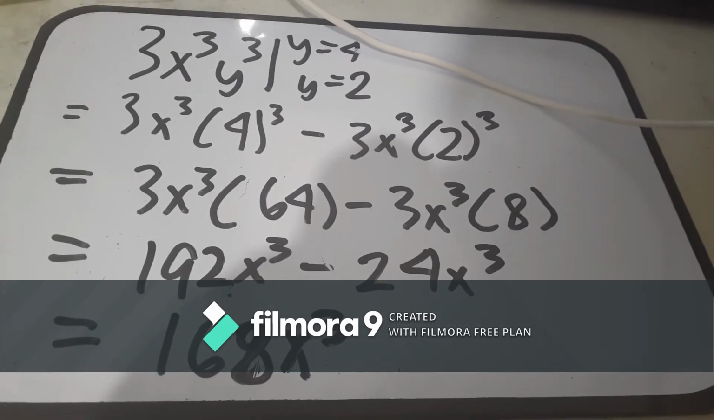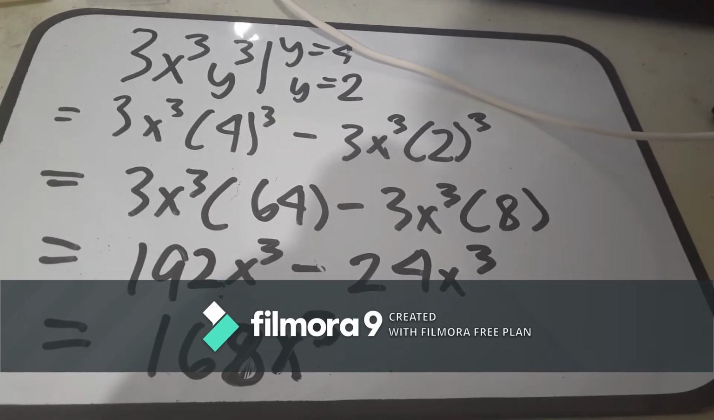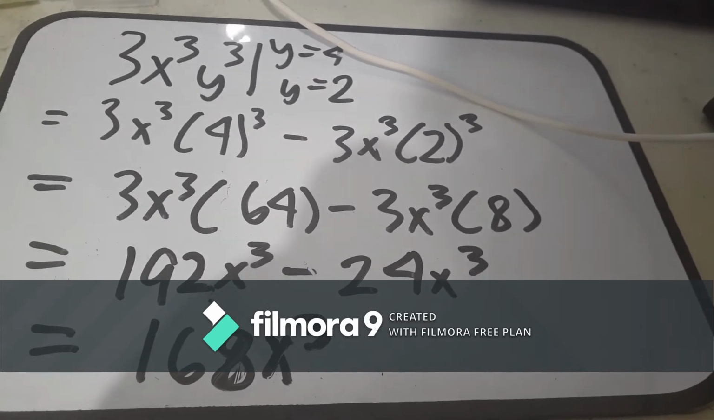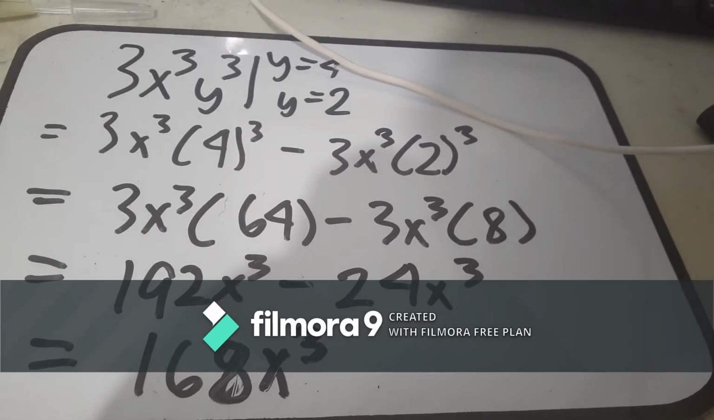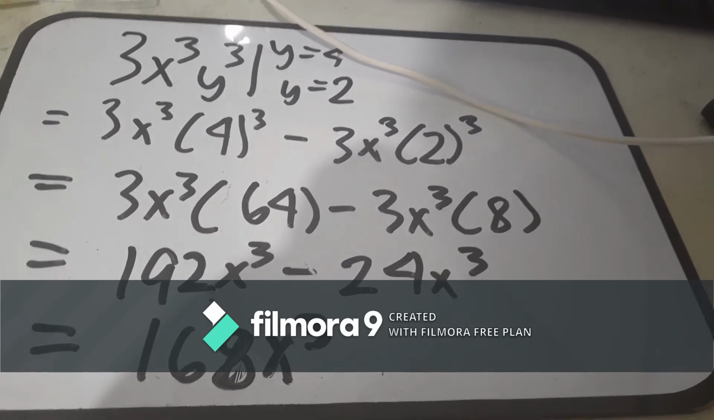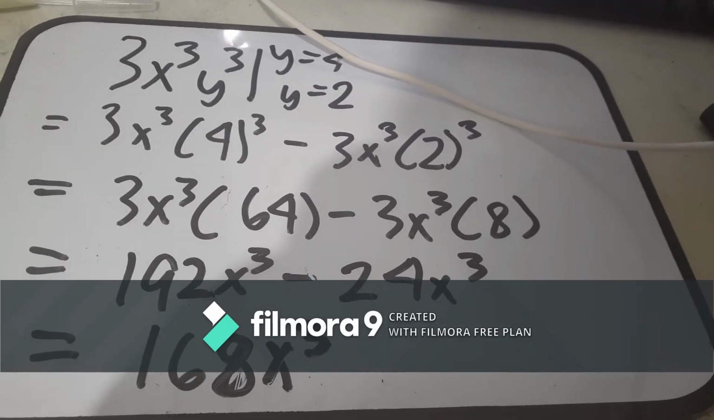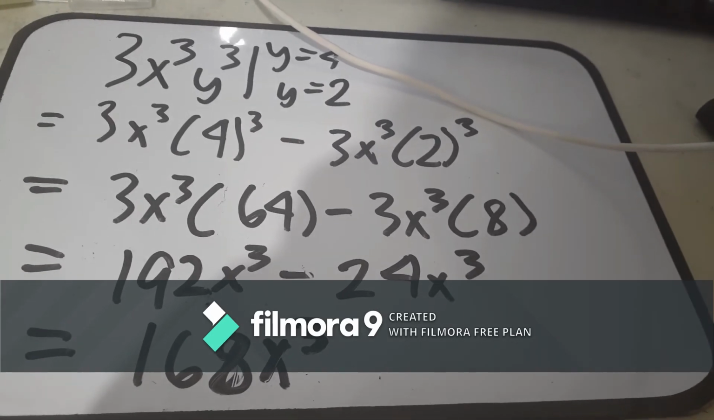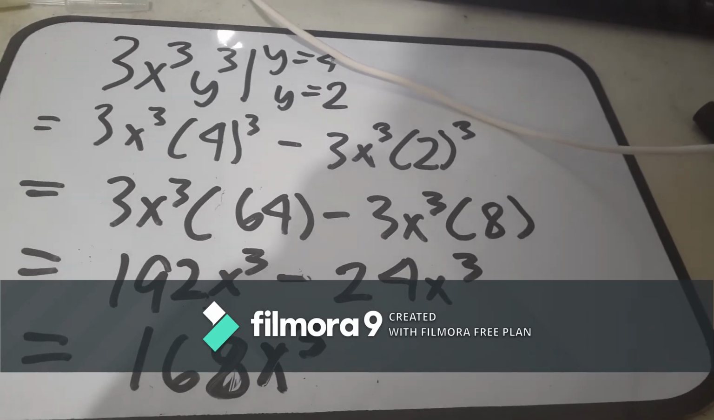And 64 times 3x cubed will become 192x to the third power, and on the other side 3x cubed times 8 will become 24x to the third power. And 192x to the third power minus 24x to the third power will become 168x to the third power.